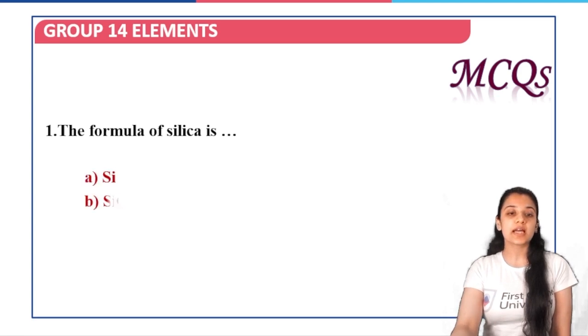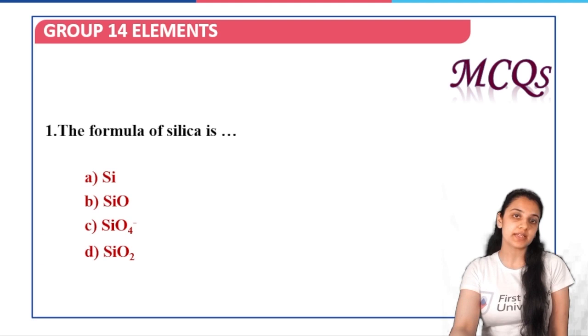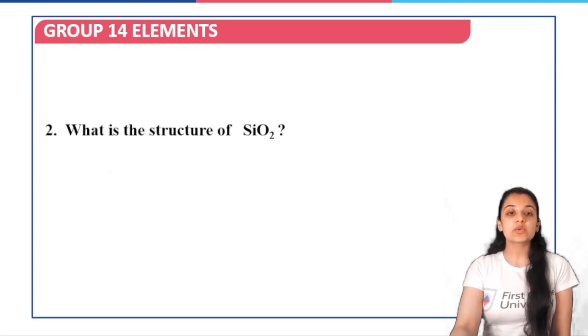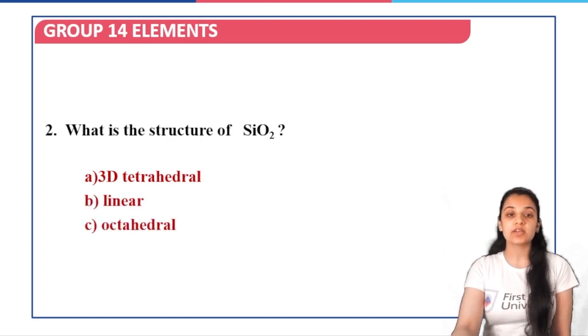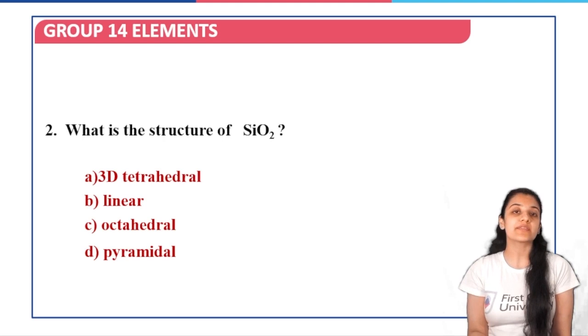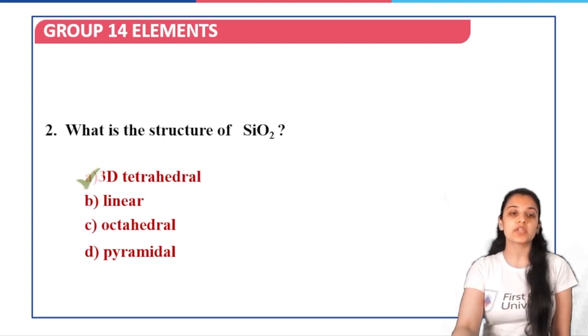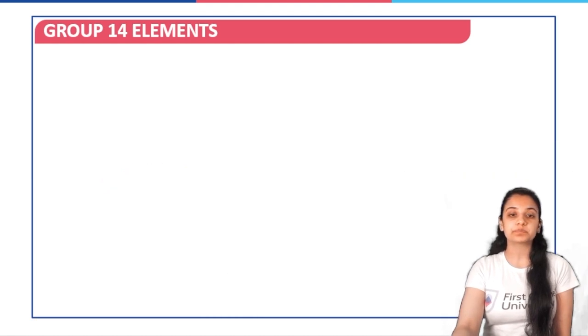The formula of silica is Si, SiO, SiO4 minus or SiO2. Very simple. It is SiO2. So option D is the correct answer. Next question is, what is the structure of silica? Three-dimensional, tetrahedral, linear, octahedral, pyramidal. We have seen that it is a tetrahedral three-dimensional network structure. So option A is the correct answer.